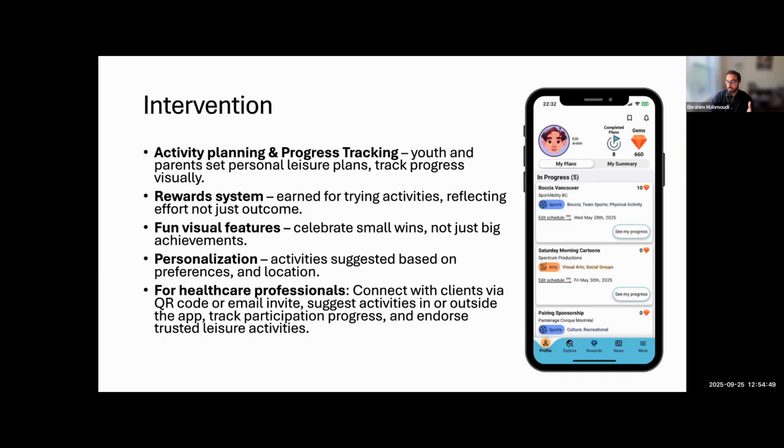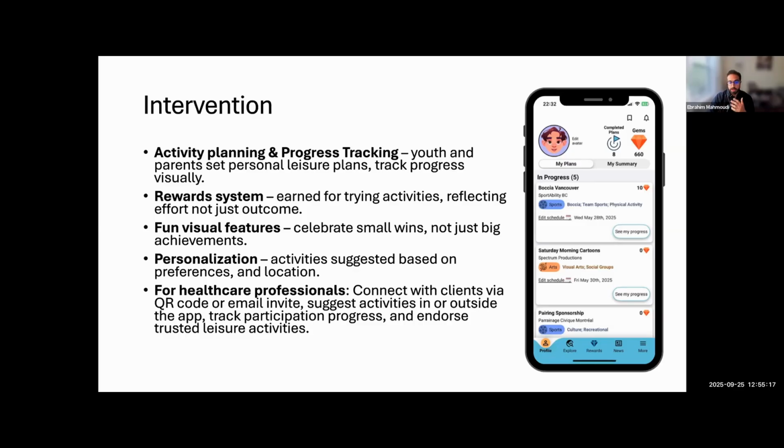So once they participate in an activity, the app asks the users how they felt participating in the activity and what they got from this activity. There is a reward system to increase their motivation. There are a lot of fun visual features to celebrate the small wins, and there was a huge emphasis on personalization. One example is that the app suggests activities based on the preferences and locations of the users.